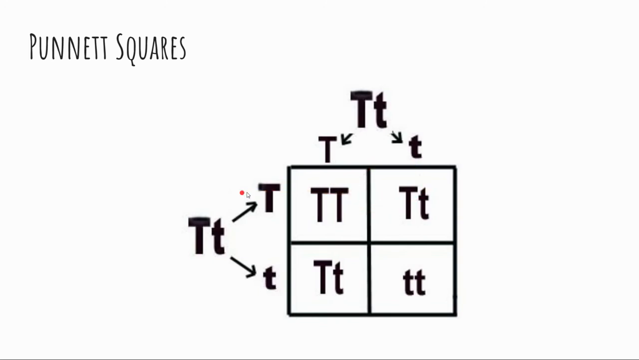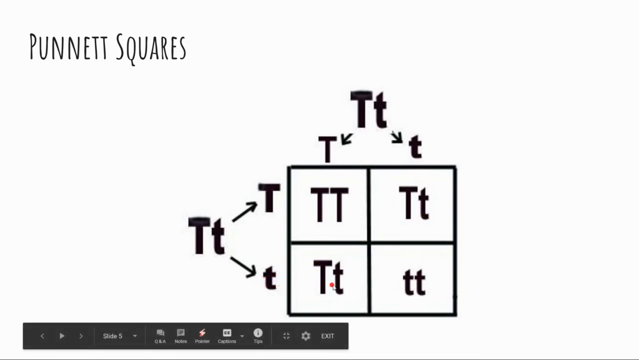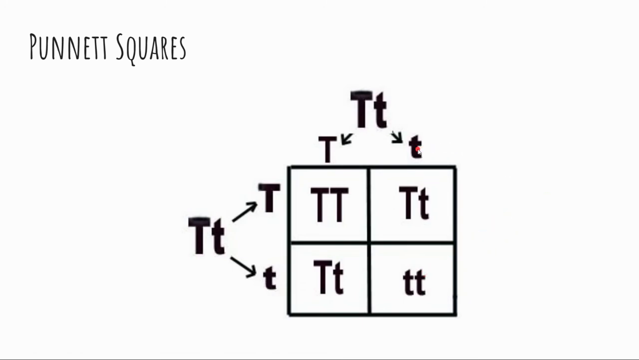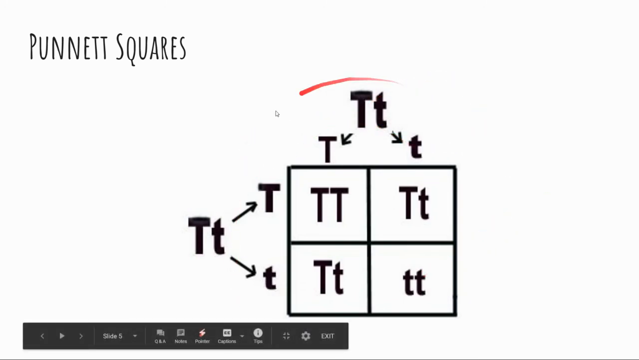Here you're going to have heterozygous. We have a capital T, a lowercase t. Here is heterozygous, and then down here is going to be homozygous recessive. Normally, if you can set up the Punnett square properly, you can fill in the boxes fairly easily.